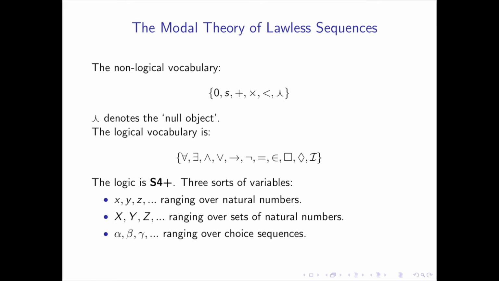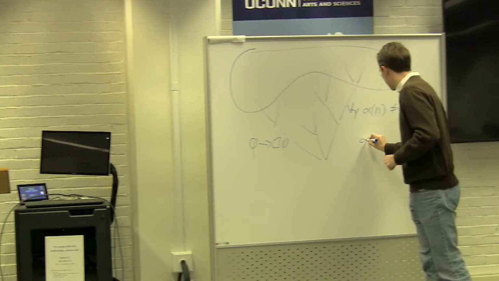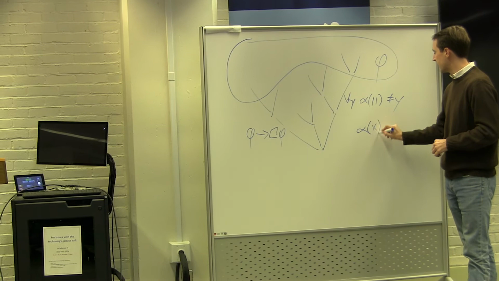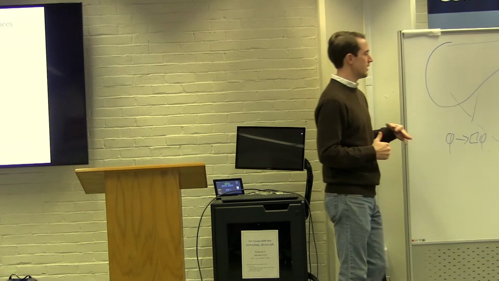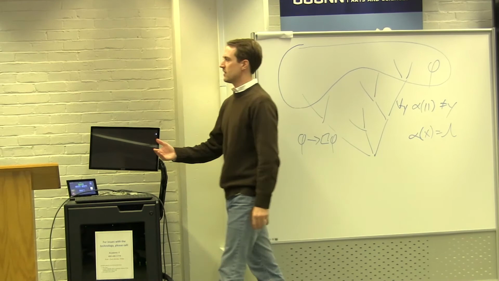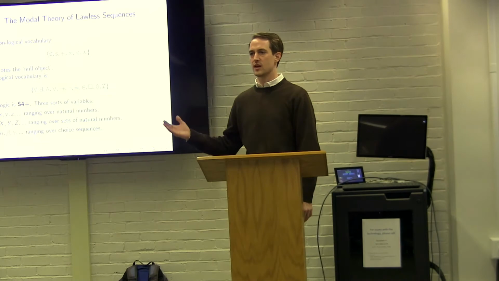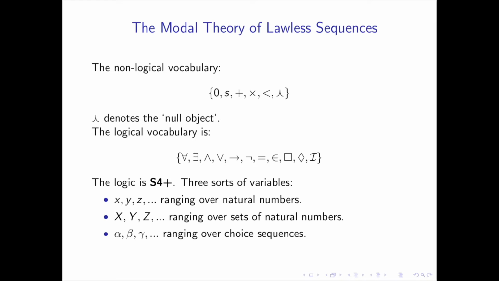The usual vocabulary of arithmetic plus curly wedge, which denotes the null object, which is really just a technical hedge so we don't have to use a free logic. But basically, if a choice sequence is not defined on X, then it's going to be equal to this null object, and we'll have a set of axioms that ensure that the only property the null object has is self-identity. So it's not the successor of anything, it has no successor. You add it to anything, you get an undefined result back, and so forth. More on that in a minute.